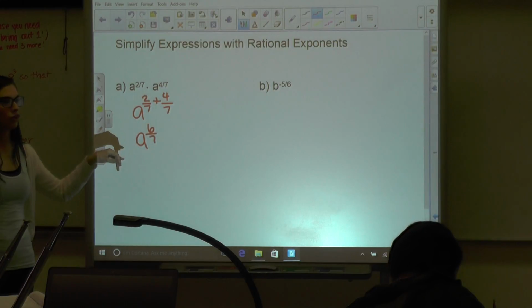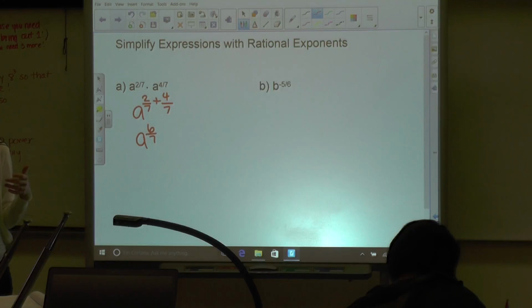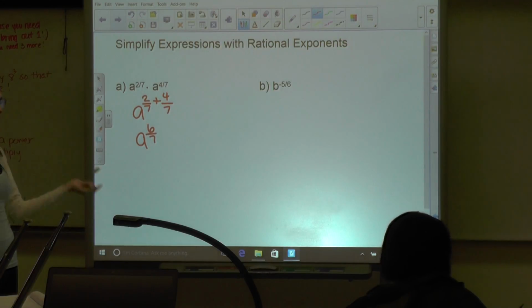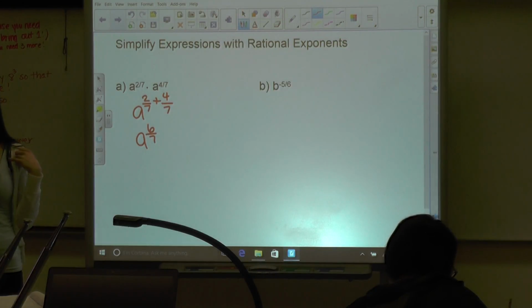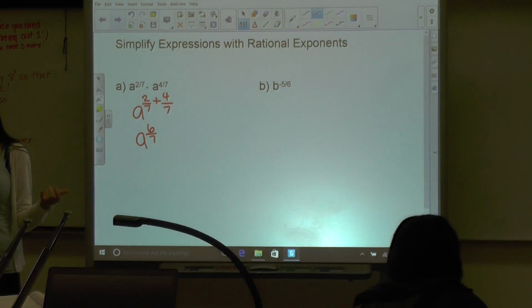So this is the 7th root of a to the power 6. You can't simplify that anymore. No way. You don't have 7 sevenths, to bring one out. You only have 6. Okay? What was an easier way to do that? 6 sevenths. That's not a whole number. It's not going to be able to reduce.